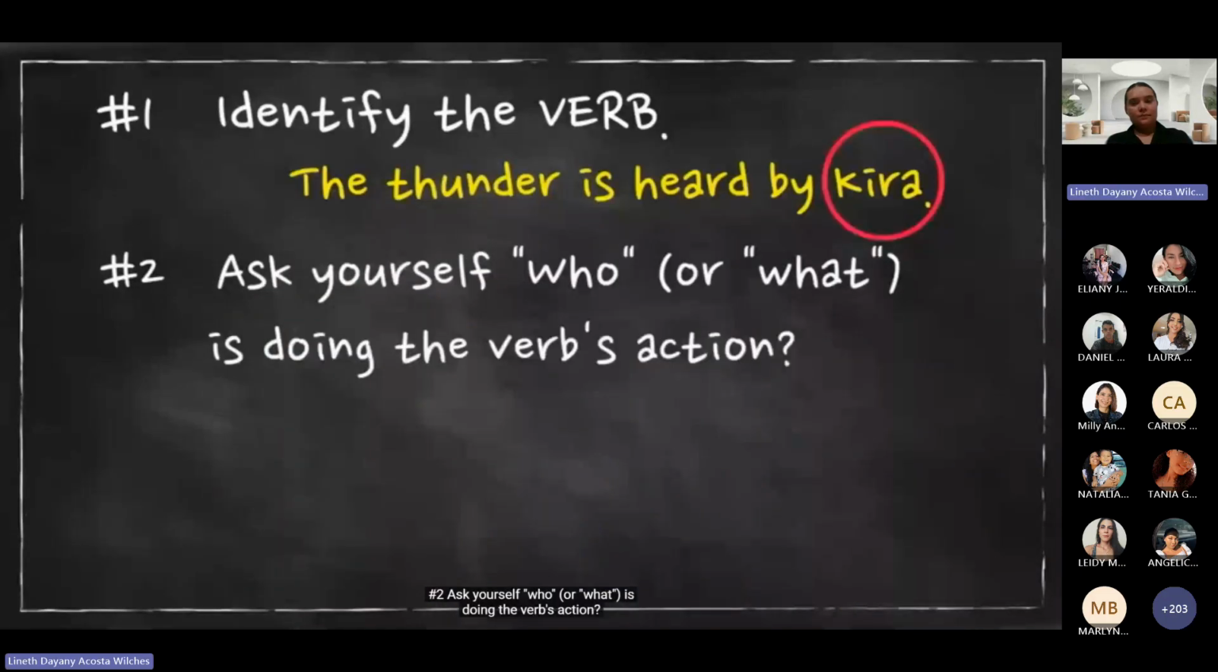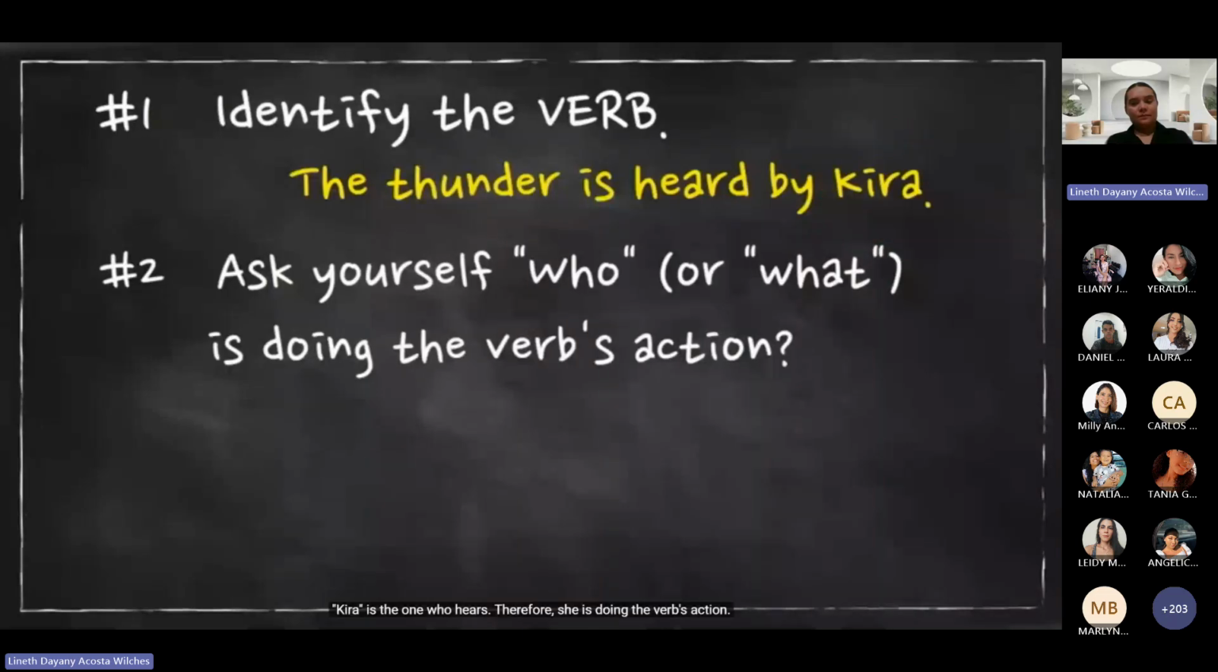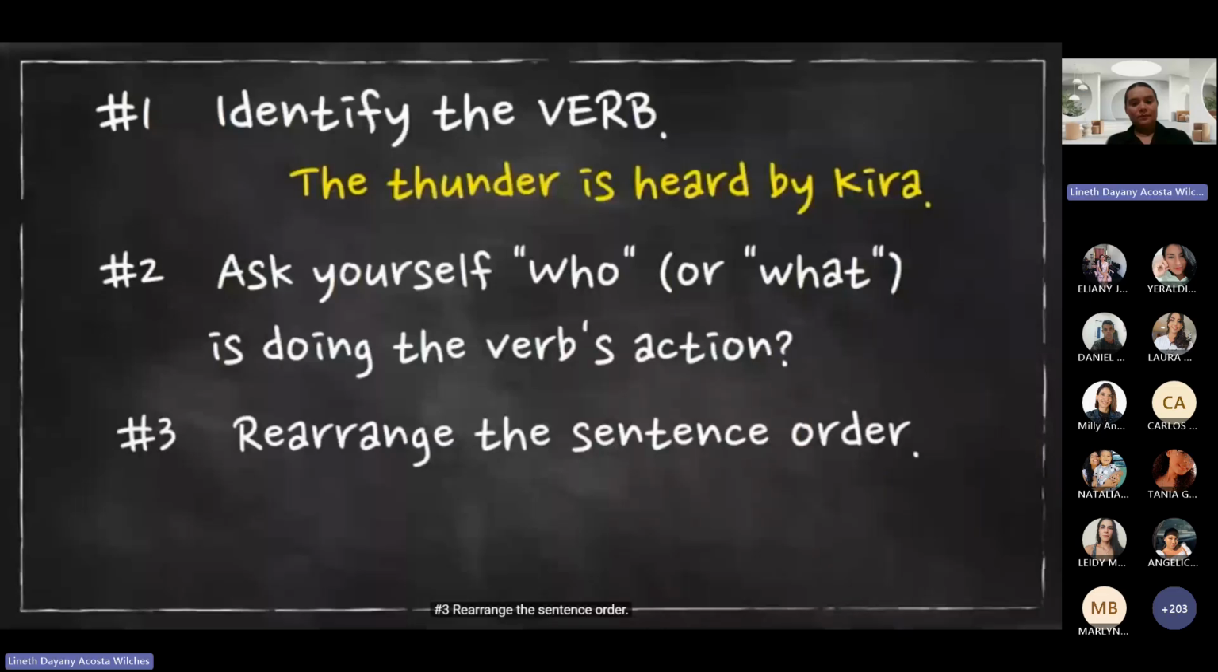Number 2, ask yourself who or what is doing the verb's action. Kira is the one who hears. Therefore, she is doing the verb's action. Number 3, rearrange the sentence order. Kira heard the thunder.